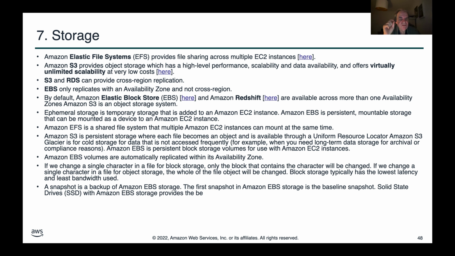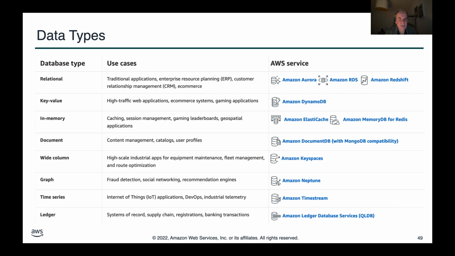And if you change a single file in block storage, it changes one little block. But if you change a single character within object storage, it will change the whole of the object. A snapshot is a backup of an EBS, and we only get charged for the extra little bit of the data between the last snapshot and this one. And SSDs are faster than HDs.